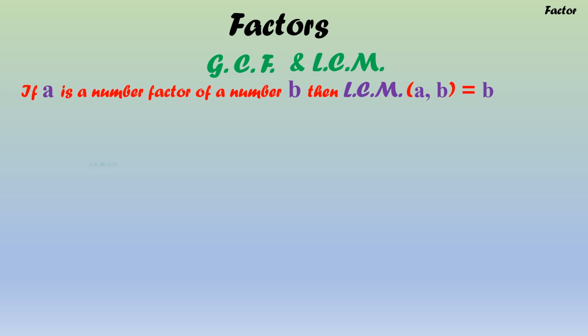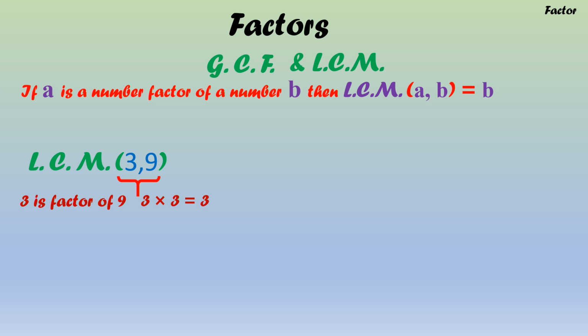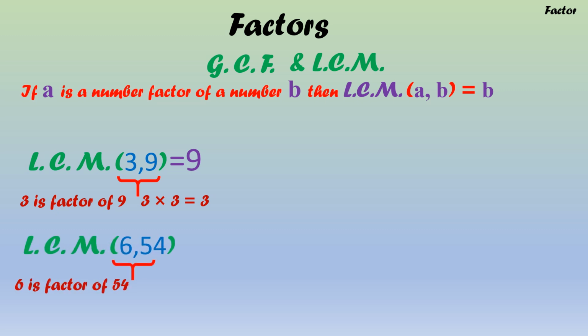Let's take an example. Here we have to find the least common multiple of 3 and 9. Since 3 is a factor of 9, because 3 times 3 is equal to 9, the least common multiple of 3 and 9 is equal to 9, since 9 is a multiple of 3. Let's take another example. What's the least common multiple of 6 and 54? Since 6 is a factor of 54, because 6 times 9 is equal to 54, the least common multiple of 6 and 54 is 54, because 54 is a multiple of 6.